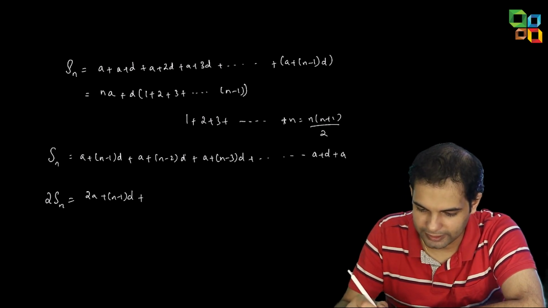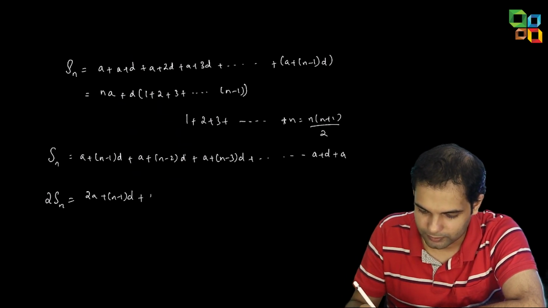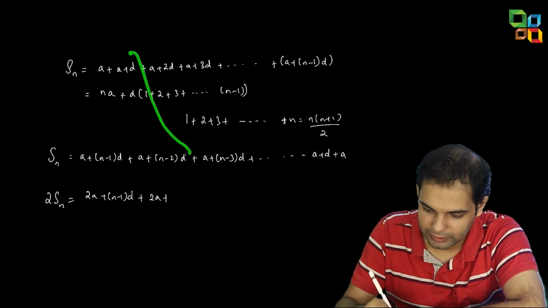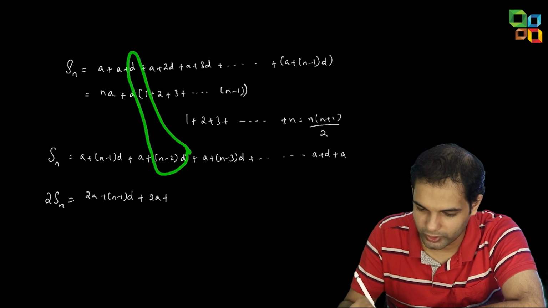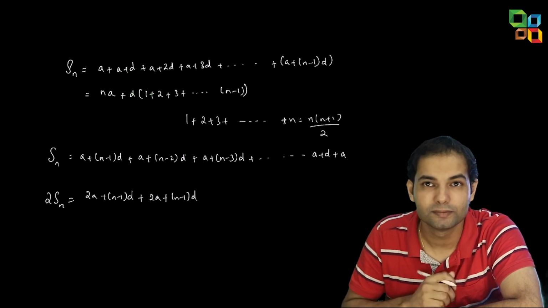Second term. Now look at the second term. Again, we are doing the same thing. A plus d and this. So a plus a is 2a. Let's look at the d part. This is d plus (n minus 2) into d. Isn't it again (n minus 1) into d?